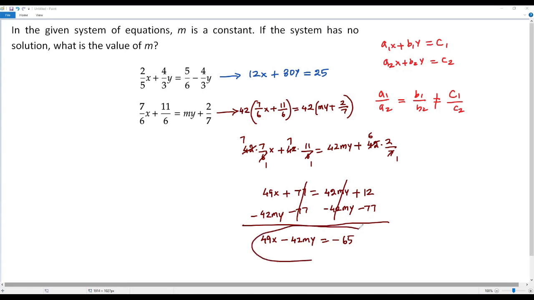I got the second equation in standard form. There is an x term and a y term on the left side of the equation, and a constant on the other side of the equation. Now let me erase the stuff and continue the problem.